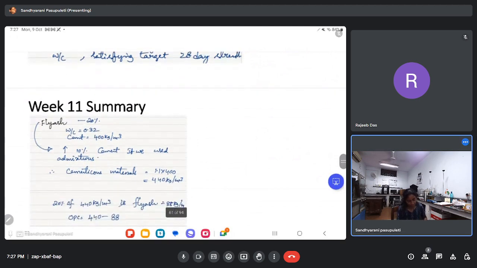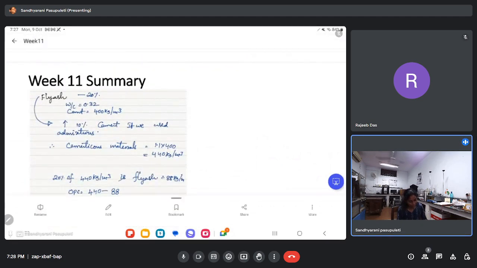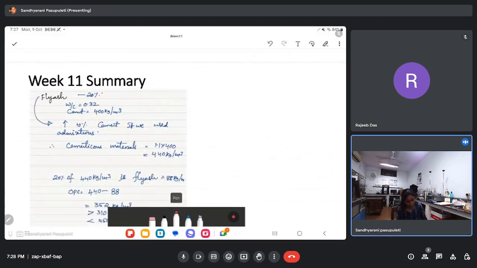Let us say if I wanted to make some changes, like I do not want to use only cement. In addition to that, I wanted to add fly ash of around 20%. Okay. Water to cement ratio is 0.32. Cement is 400 kg per meter cube. So now what we have to do? If we use any admixtures, we have to increase cement by 10%. So when I say 10% cement should be used, that means now we have already cement of 400 kg per meter cube. 10% should be increased means 1.1 into 400. That is what I have calculated here.